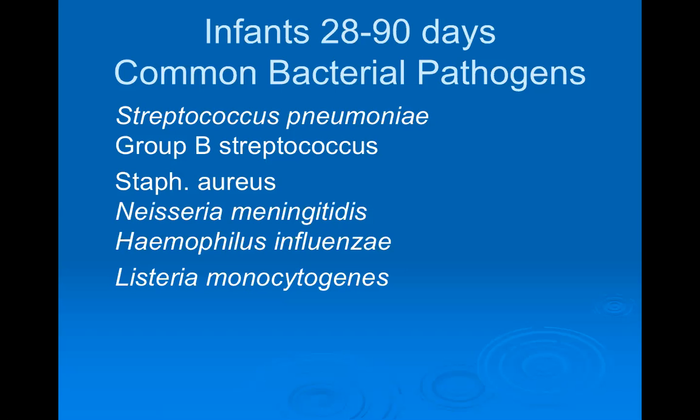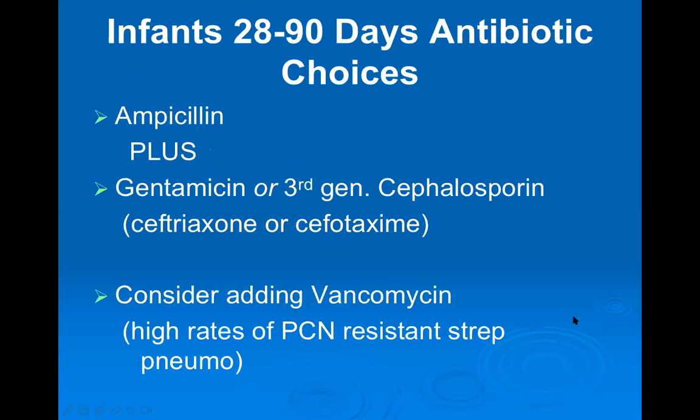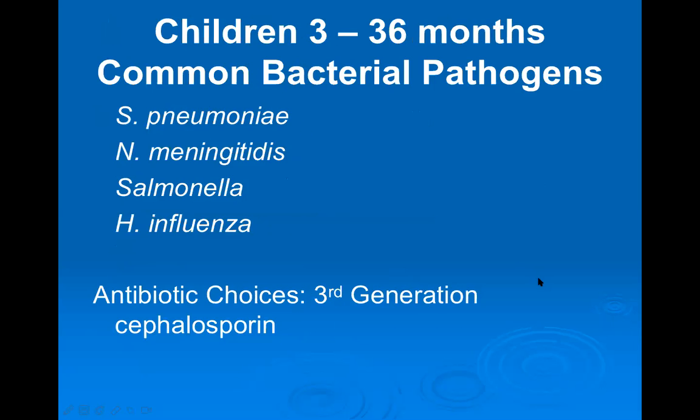And Staph aureus, if you strongly believe, you have to go for vancomycin. So similar type of antibiotics. Now see this? Exactly the same. There's no difference at all. So this is our antibiotic choices in infants from 28 to 90 days.